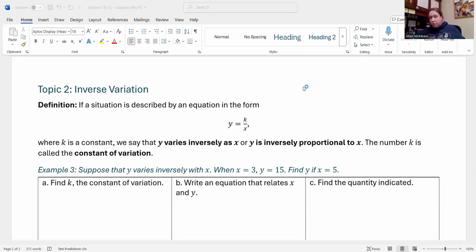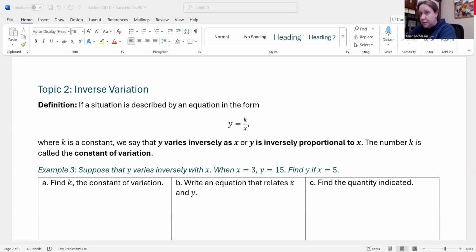So last up for this worksheet, chapter, entire unit on rational stuff, we're going to talk about inverse variation. And this is the reason why we lump variation with rational stuff. So first of all, we have a definition. If a situation is described by an equation in the form y equals k divided by x, where k is a constant, we say that y varies inversely as x or y is inversely proportional to x, and we call the number k the constant of variation.